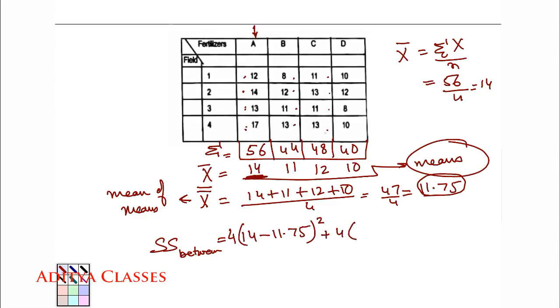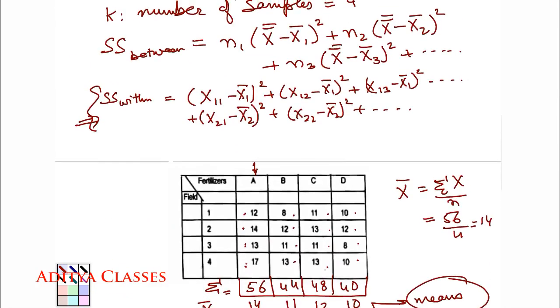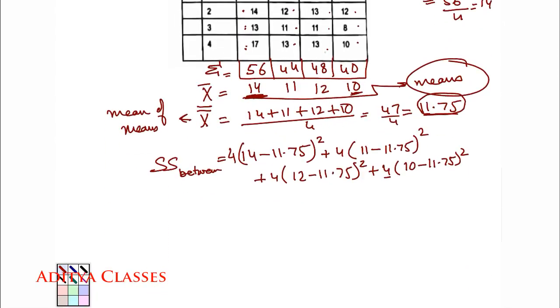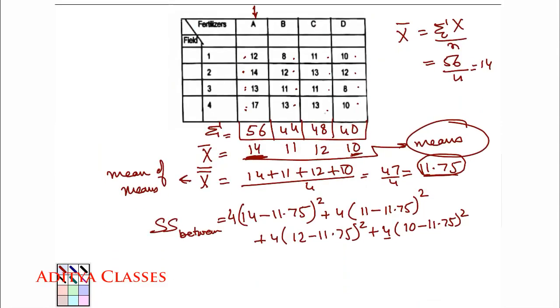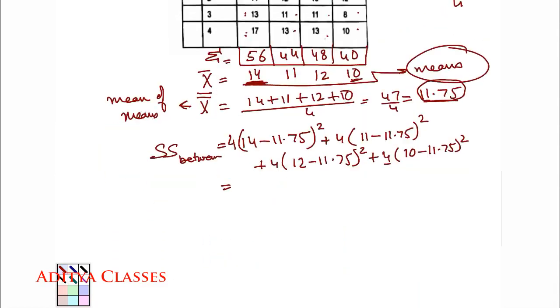Plus the second sample, the mean of the second sample minus 11.75, plus the third sample, the mean of that sample minus 11.75 square, plus the fourth sample, size is 4, 1, 2, 3, 4, then mean is 10 minus the mean of means 11.75 whole square. Okay, so we can go ahead and solve it.